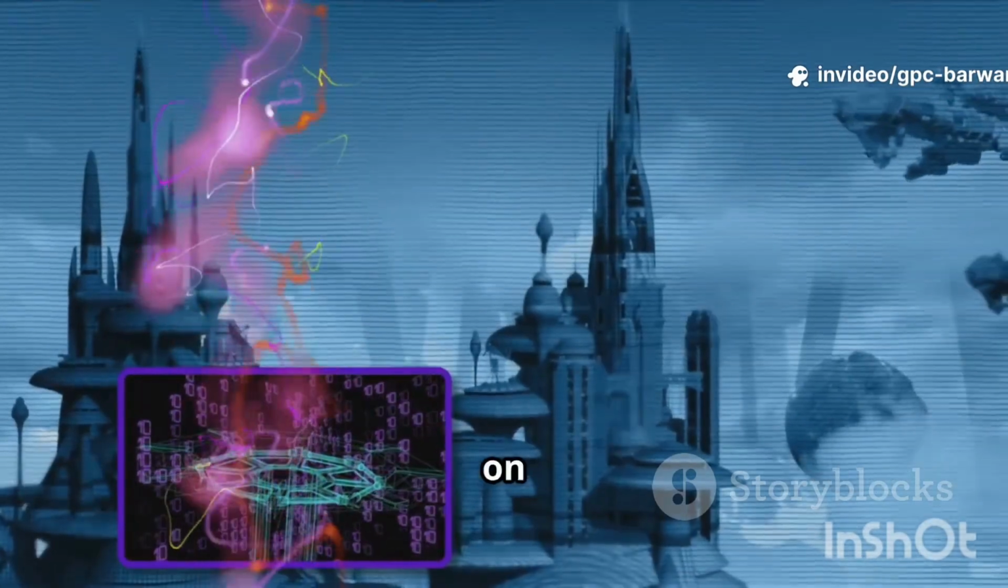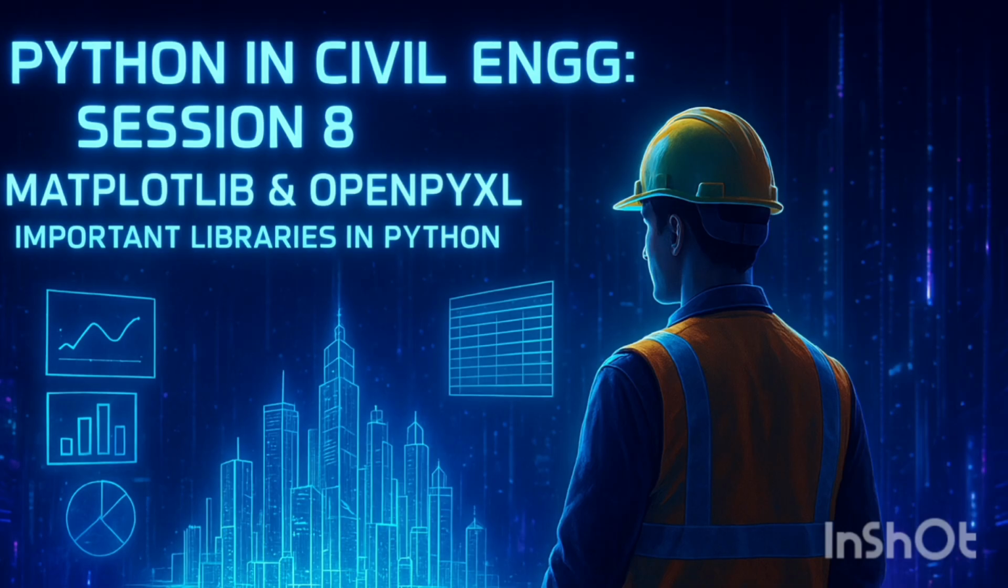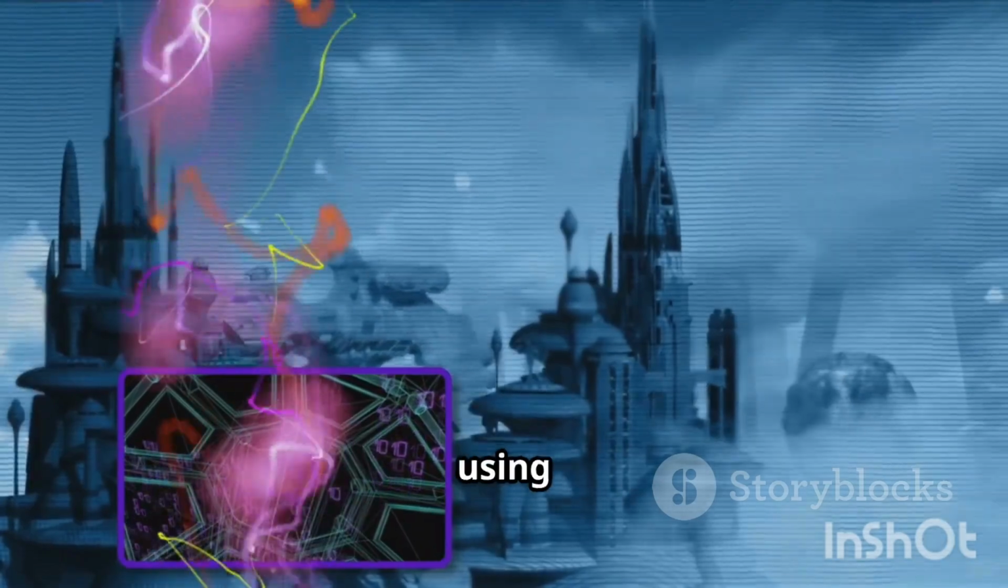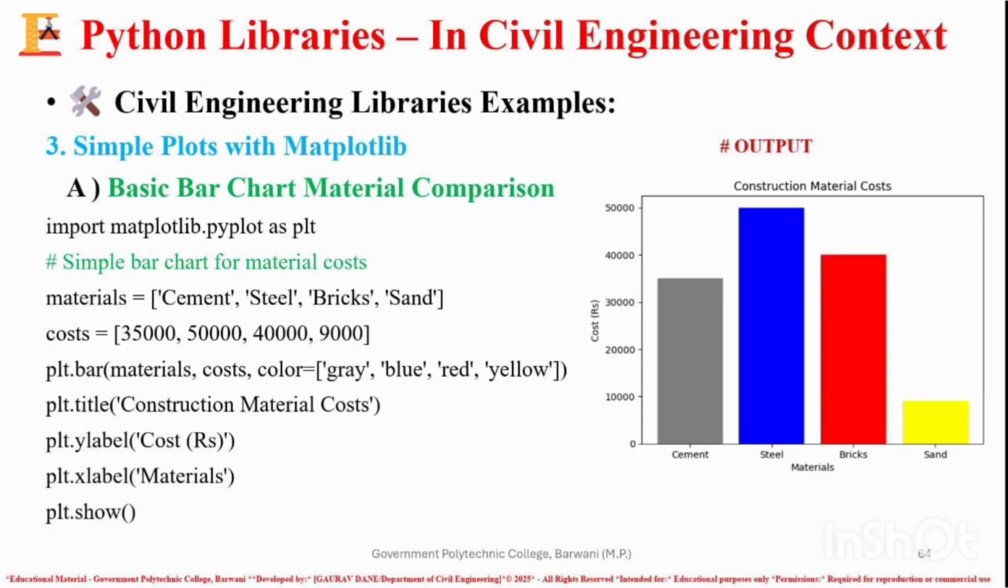Welcome to this session on Python libraries in civil engineering context. In this video, we'll see how Python helps civil engineers visualize and analyze construction data using Matplotlib. Let's take an example, a basic bar chart comparing the cost of construction materials like cement, steel, bricks, and sand.